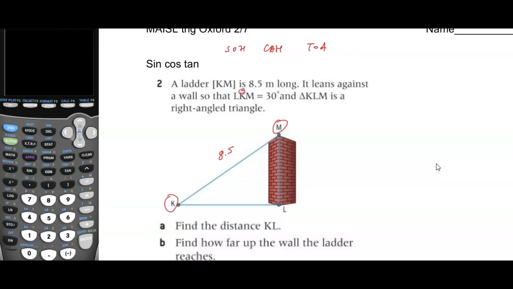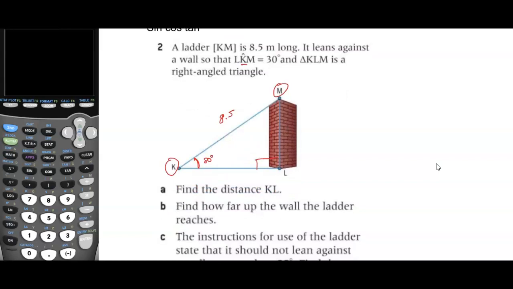so this angle symbol means that the K is the vertex of the angle, the middle one. So LKM would be this angle here. LKM, see? Is 30 degrees. And triangle KLM is a right angle triangle, so that must mean that this is the right angle. Find the distance KL.